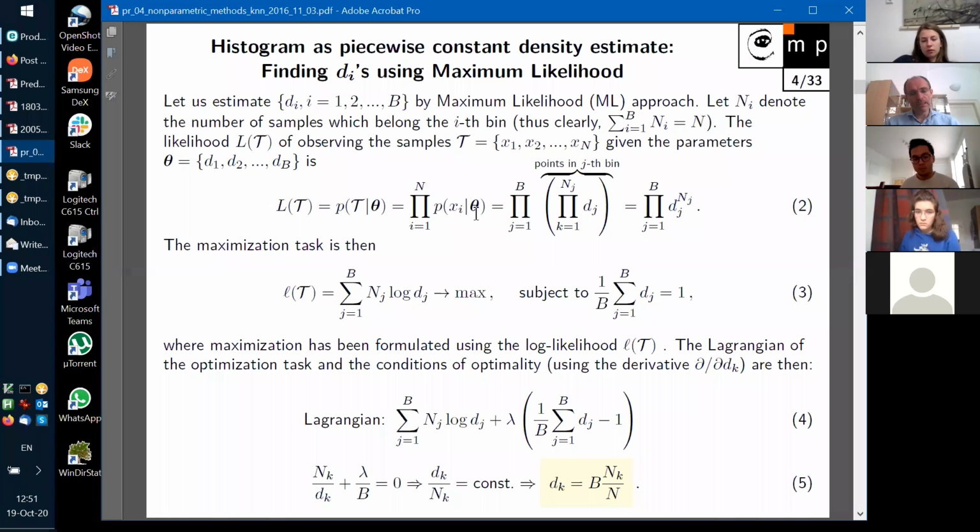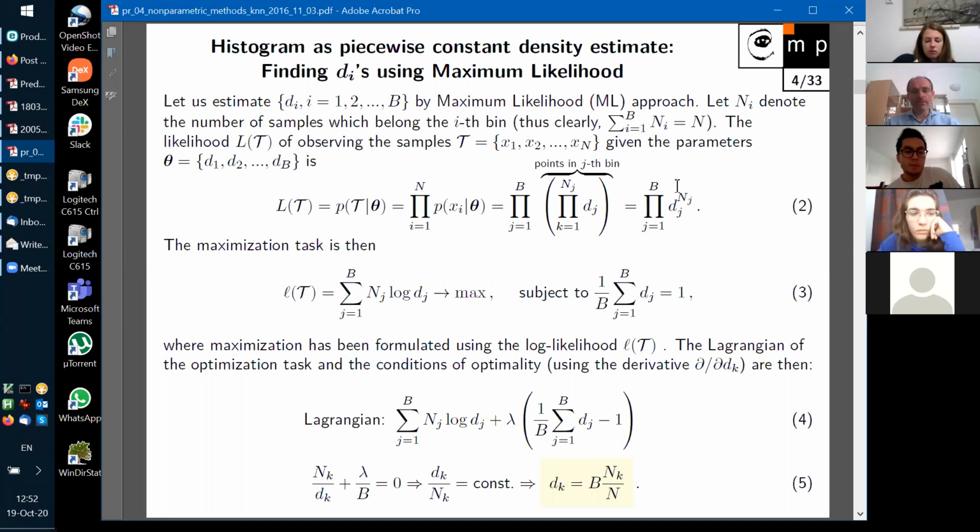And because we know the probability is constant, we can do the product over all bins and over the number of elements that fell into the bin, n_j. So if a sample falls into bin j, the probability density of that observation is d_j. It's the same for all the points. So we have d_j to the power of n_j, the number of points in bin j, and we have to do the product over all bins.